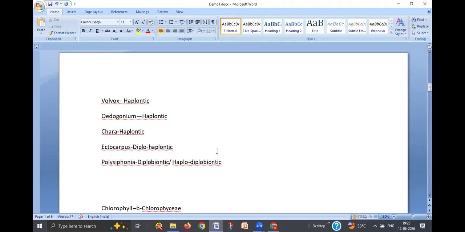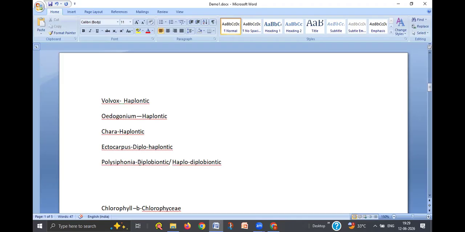When we see from outside, they are structurally similar, but with reference to chromosome state, one is diploid, that means sporophyte, another is haploid, that is gametophyte. So the life cycle of the Ectocarpus is called isomorphic. Iso means same. Morphic, morphologically they look similar. Isomorphic diplohaplontic life cycle. And Polysiphonia is a red algae, also called Rhodophyceae.